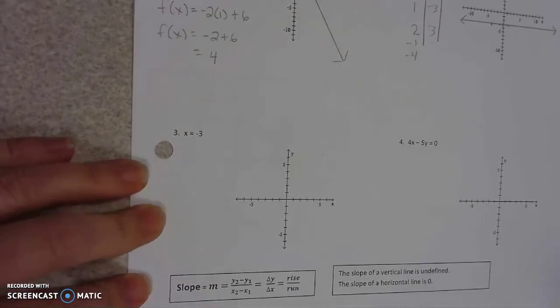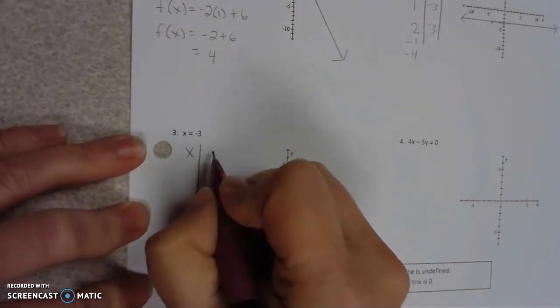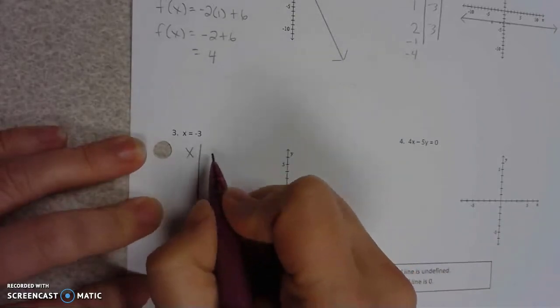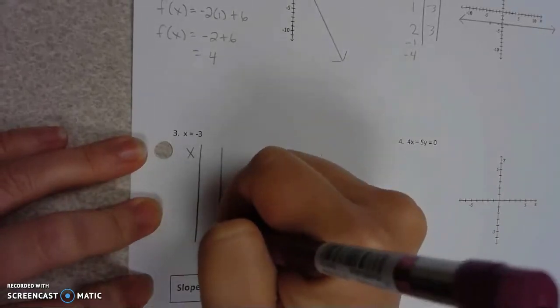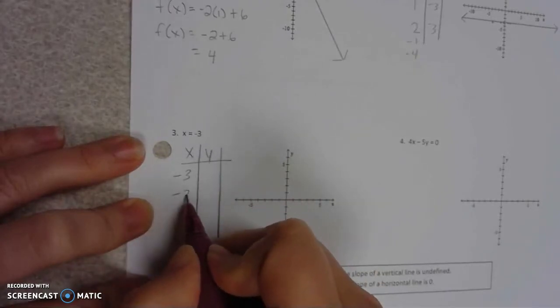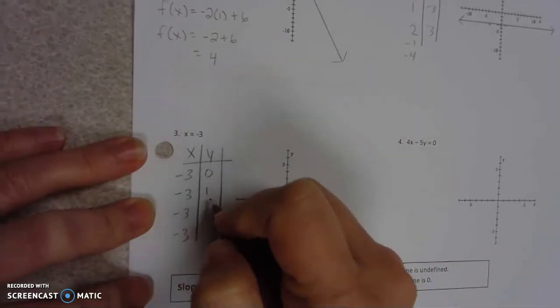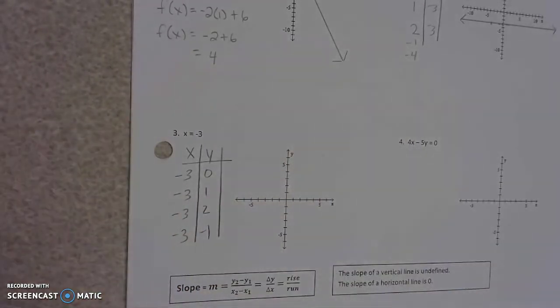So this is just x. What this one is saying is that no matter what you pick for y, x is always going to be negative 3. And so you can pick whatever you want to for y. X is always going to be negative 3.